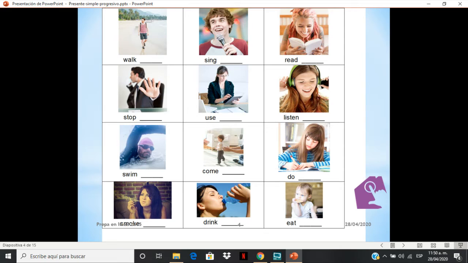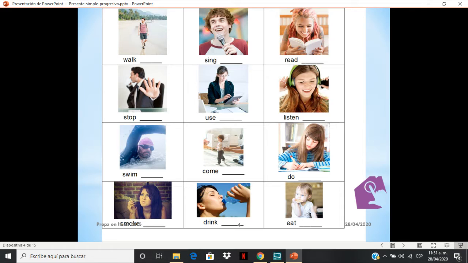Now try to practice these verbs in your notebook, adding the ing. For example, use has a silent e. Come has a silent e. So what do you have to do? Drop the e and add ing, right? Okay. The verb swim, yes, you have to add ing.